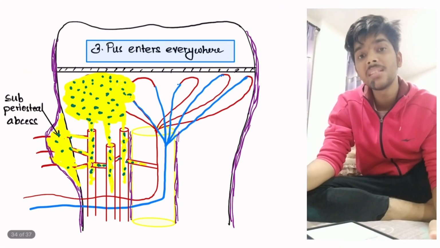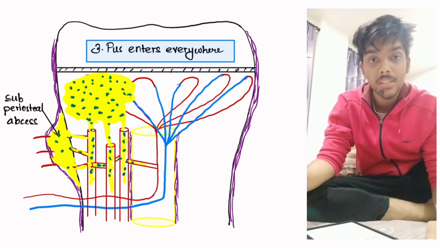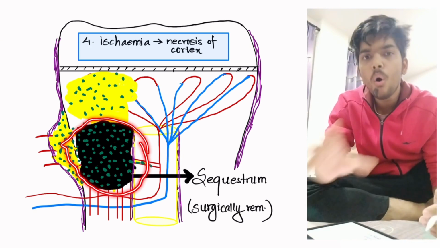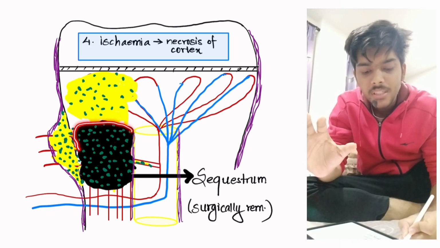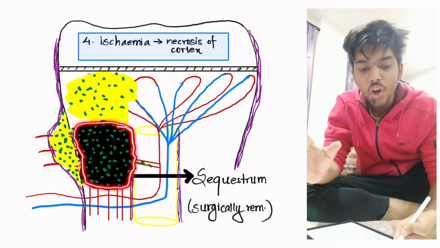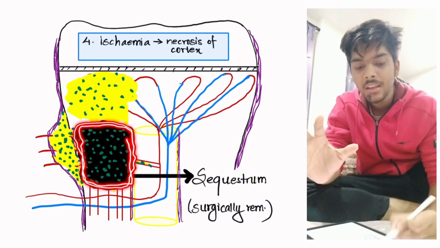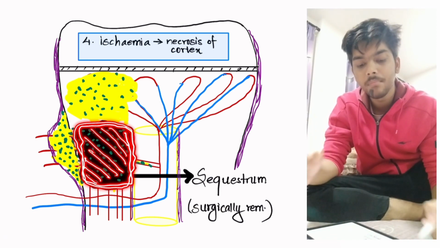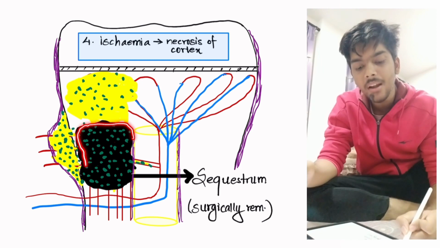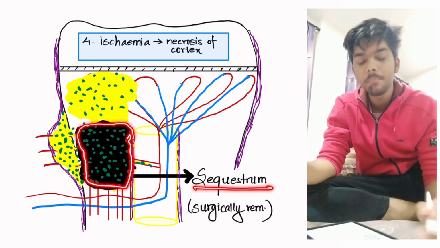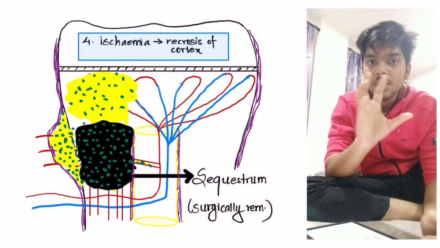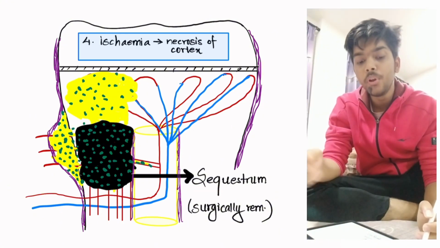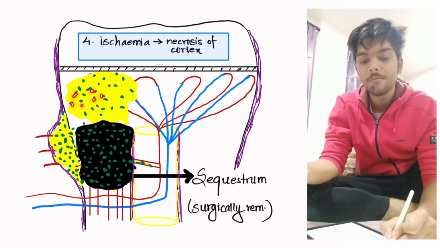And what happens after ischemia? Necrosis happens after ischemia. So that whole region becomes necrosed. A whole chunk of bone becomes necrosed and dead. This is a whole chunk of bone that is completely dead, and it is rich in bacteria. And this whole chunk of dead bone is what we call sequestrum. So sequestrum is a chunk of bone that is completely necrosed due to pyogenic bacterial infection of the bone.